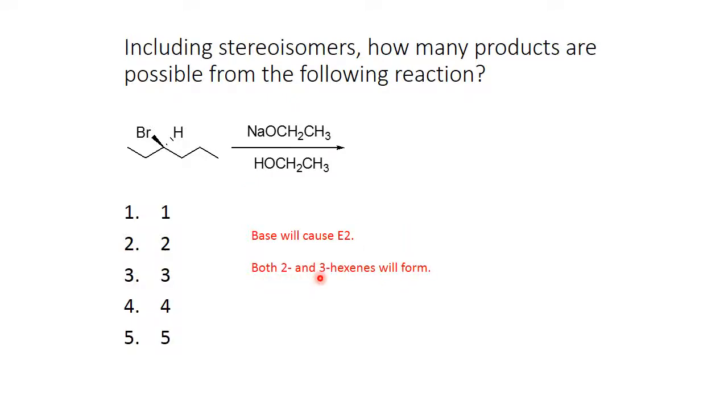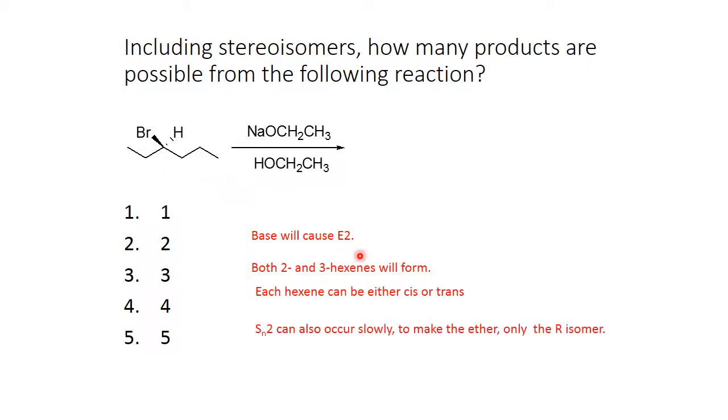So we will get either a 2 or a 3 hexene. But for each of those two compounds, we can have either the cis or the trans compound form. So that gives us 4 compounds right there. But SN2 can occur also. Even though it's going to occur slowly, there's going to be a little bit of this made.